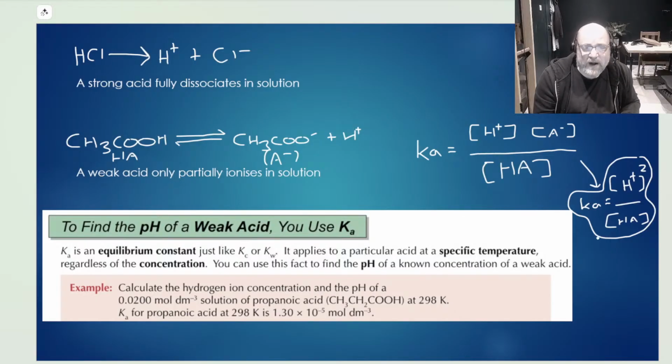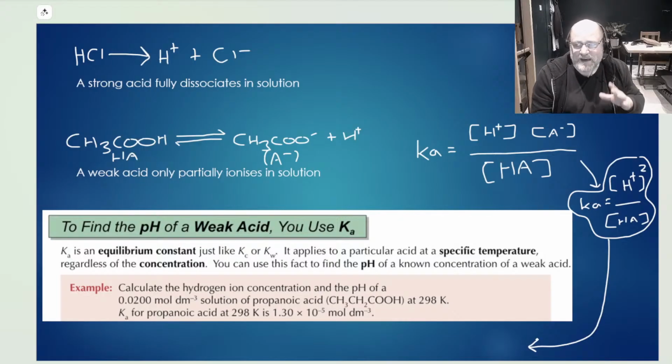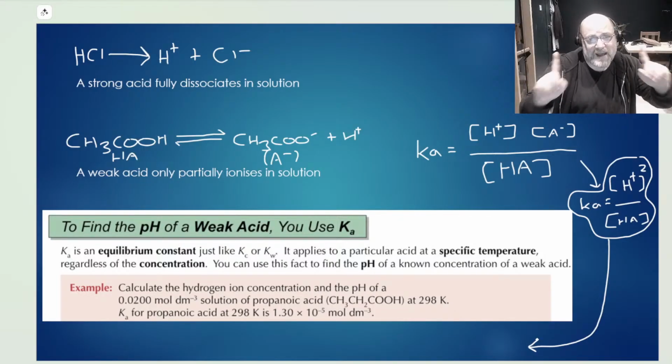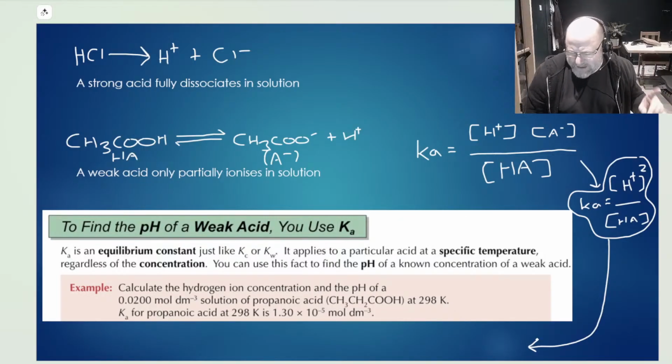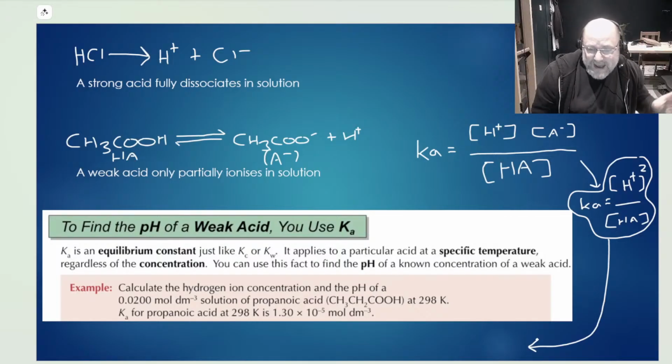How would you rearrange this? How would you rearrange that to find Ka? Sorry, to find H plus. How would you rearrange that to find H plus? Ka you will be given in the question. Look, they've given us Ka down here. So it's worth knowing how to rearrange that.